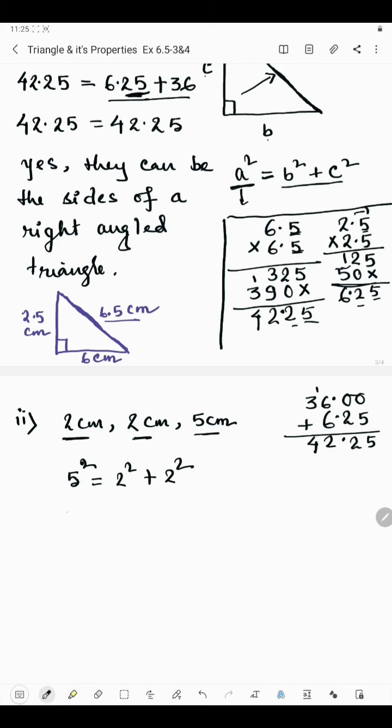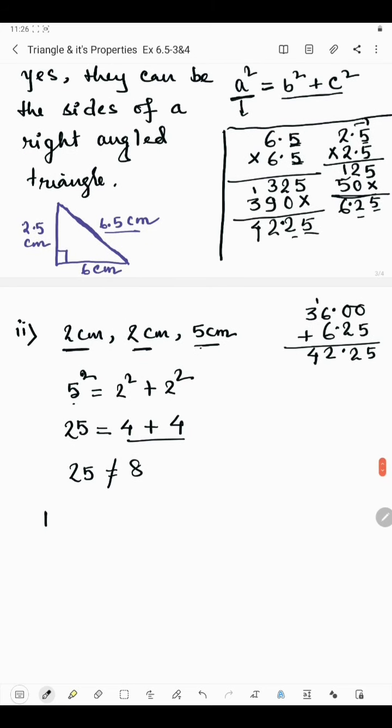Okay, and here we have got 5 square means 5 into 5, 25, and here 2 square means 4 and 2 square means 4. So 25 we have got from the left hand side, and if you add this we will get 8, right? 4 plus 4, 8, which is not equal to 25. So these are not the side of a right angle triangle, because here left hand side is not equal to right hand side, means the square of the longest side is not equals to the sum of the square of the other two sides. So right angle triangle is not possible.